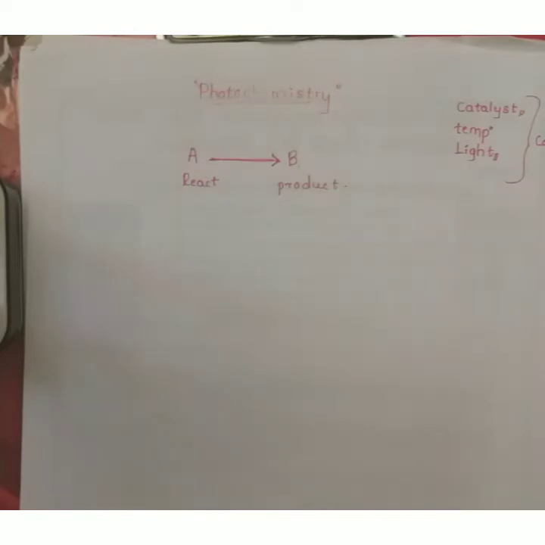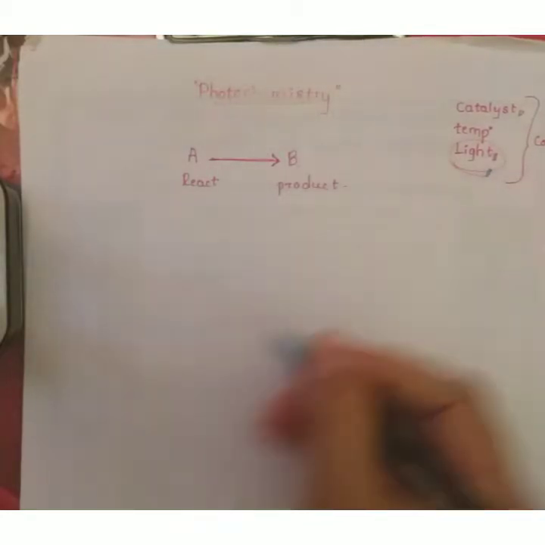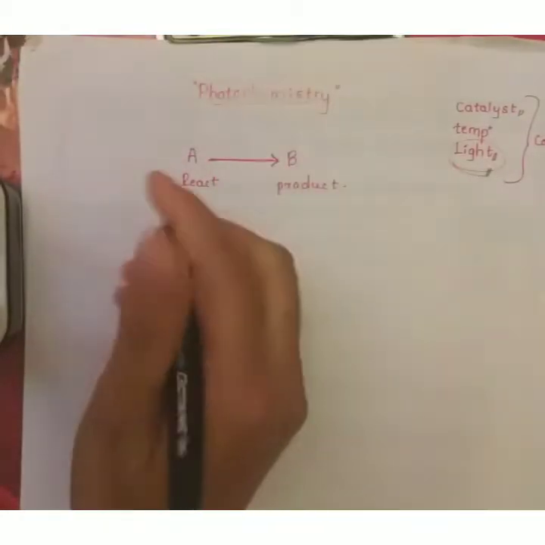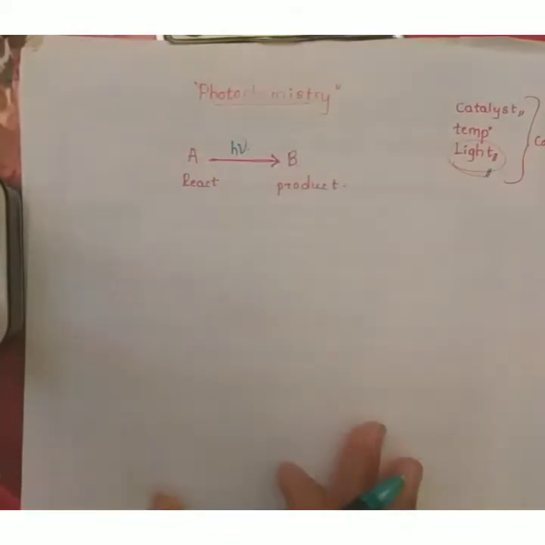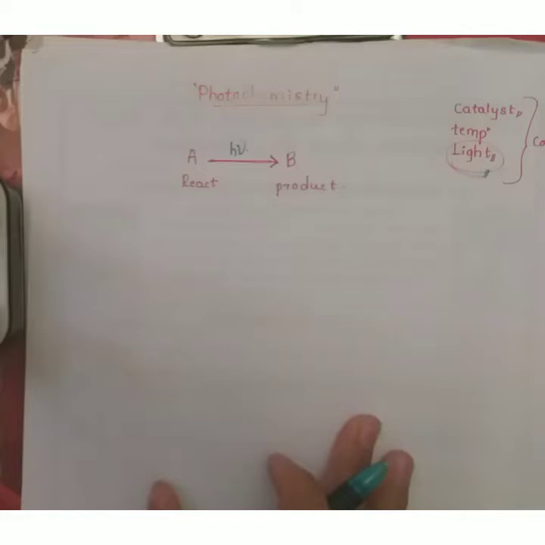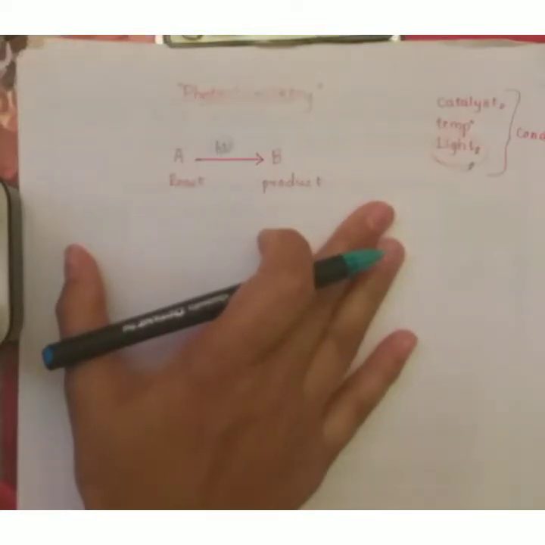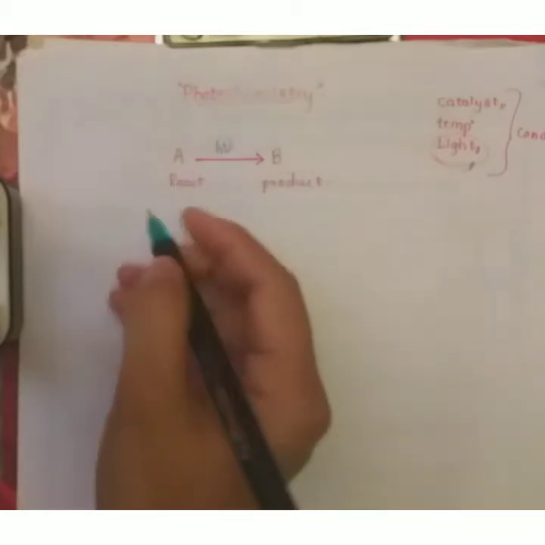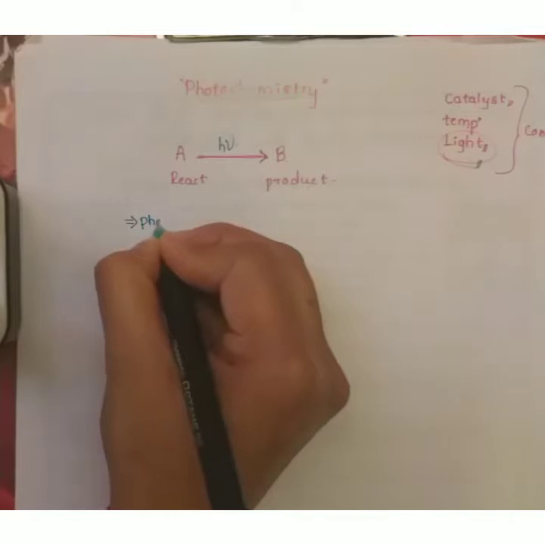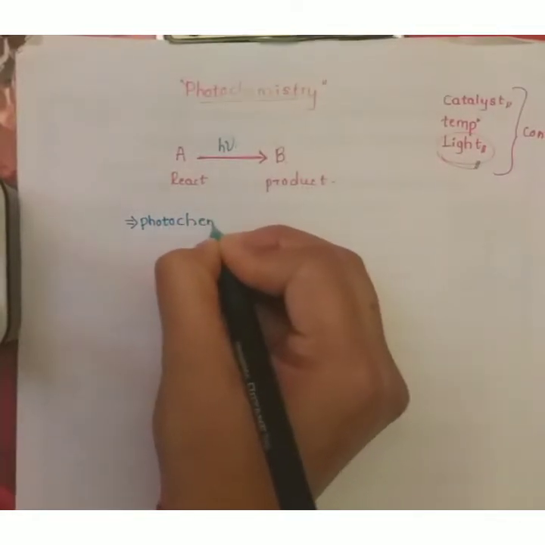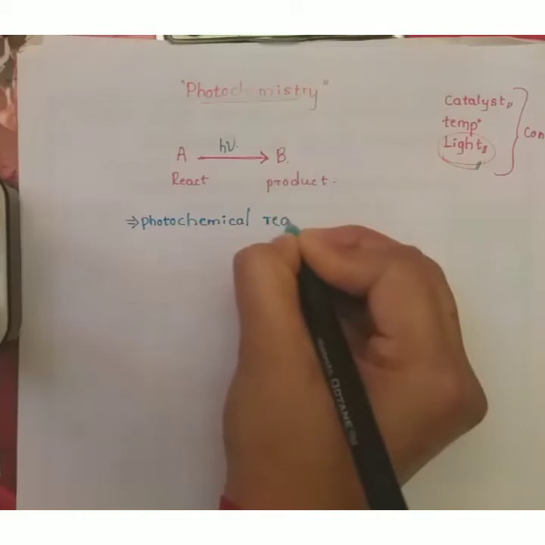Suppose the reaction is carried out in the presence of light, then the condition above the arrow mark we are going to indicate by using h nu. Nothing but we are using light radiations to carry out the reaction. So generally we can say that if the reaction is initiated and carried out in the presence of light radiations, such reactions are called photochemical reactions.